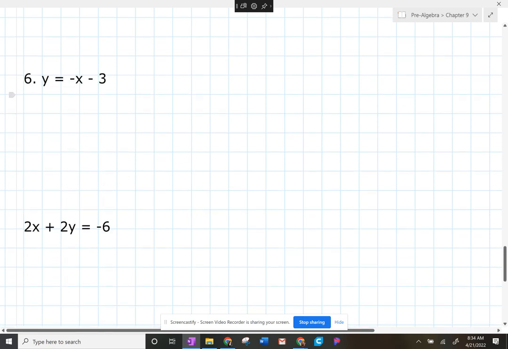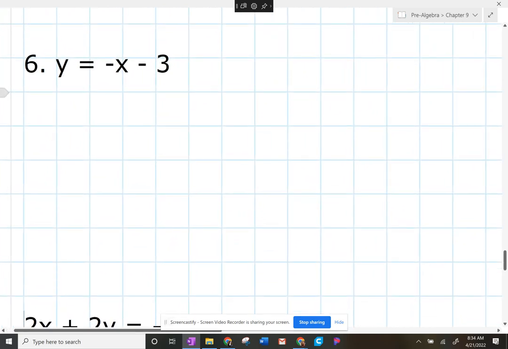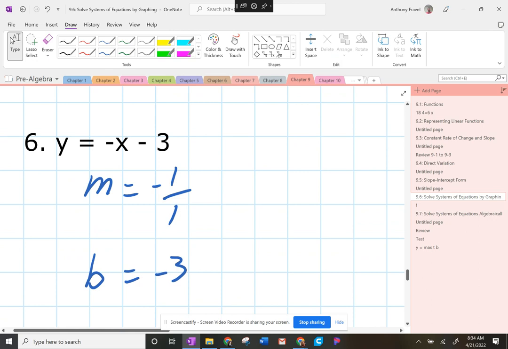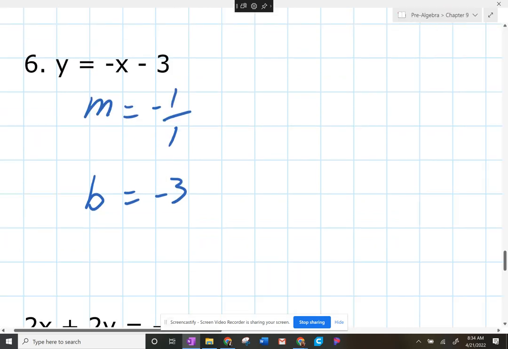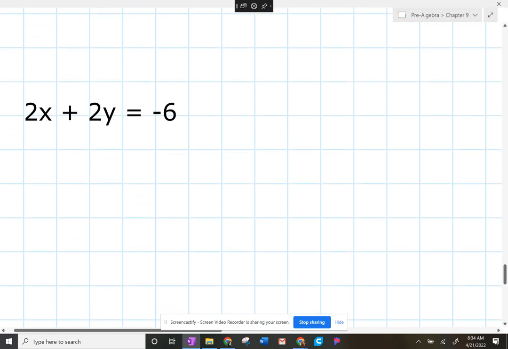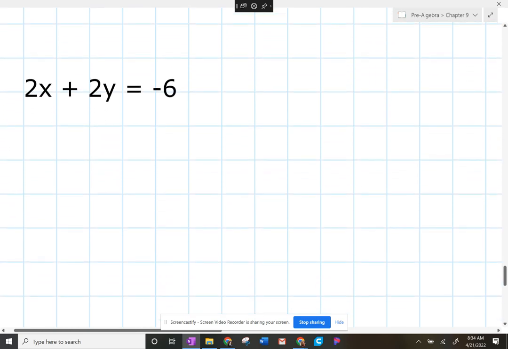All right, so for this top one, I got y equals negative x minus 3. What's my m value? Negative 1 over 1. What's my b value? Just negative 3. Yep. All right, let me change up some colors on my pen here. We'll do that one just to be fun. All right, is this one set up in y equals mx plus b? No. What do I got to do? Switch it around, subtract some things.